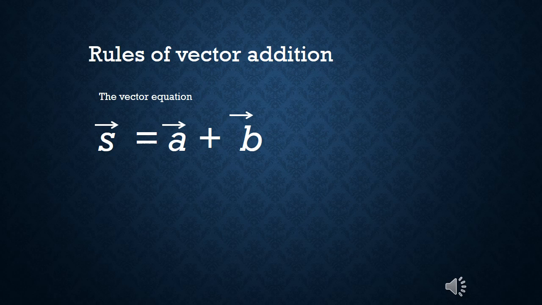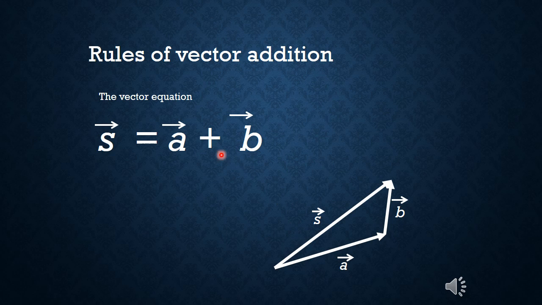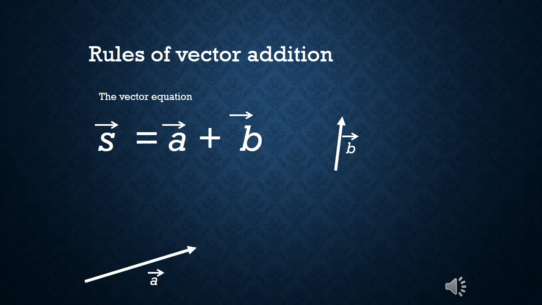So the first rule of vector addition is that the vector sum of A and B is found by adding vector A plus vector B. We do head to tail, so that the head of vector A is meshed with the tail of vector B. And then vector S, the sum of the two, goes from the tail of A to the head of B. So that's the vector sum of A and B.